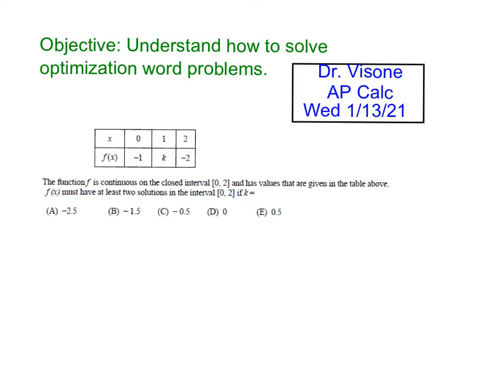Hi everyone. So here is the second part of this lesson on optimization word problems. So pause and try the do now.